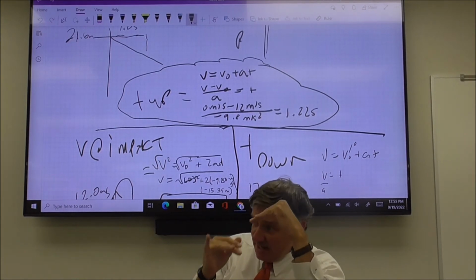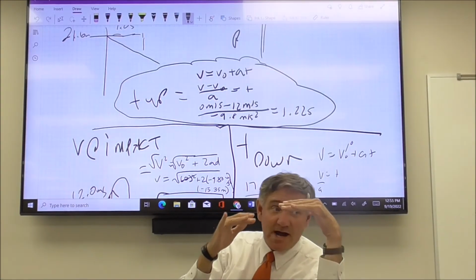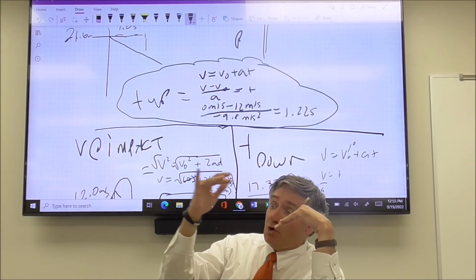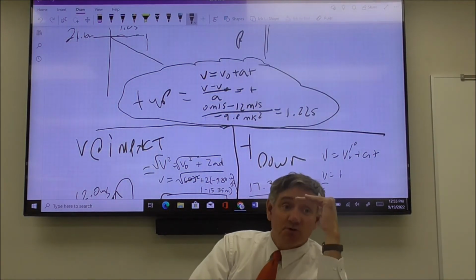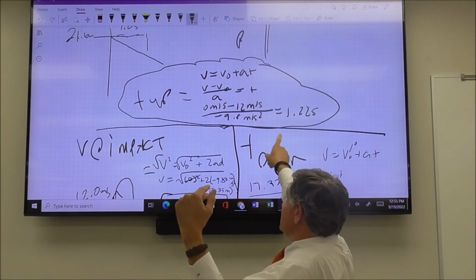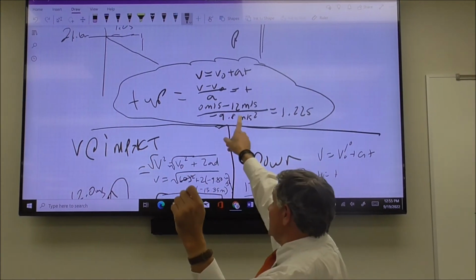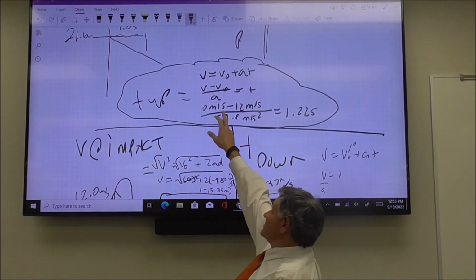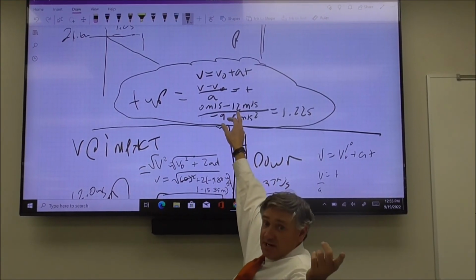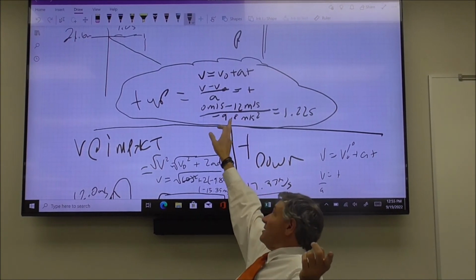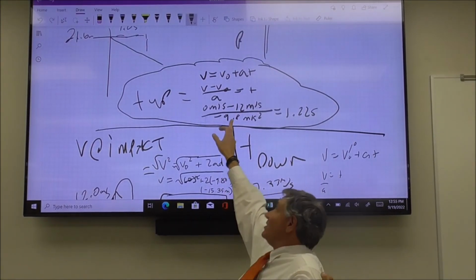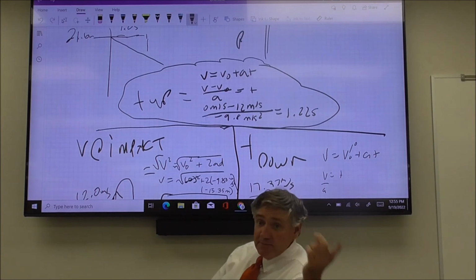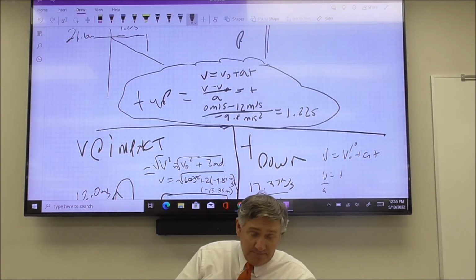It isn't just getting an answer. It's can I track what you're doing? Because this is like your culminating thing. So this is what I expect to see. I want to see the solved equation. I want to see the numbers, and this is where this is cool. I've got 0 minus 12, which is going to give me a negative number, divided by negative 9.8 meters per second squared. I get a positive time of 1.22 seconds.